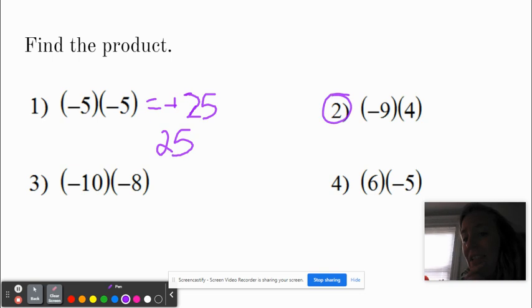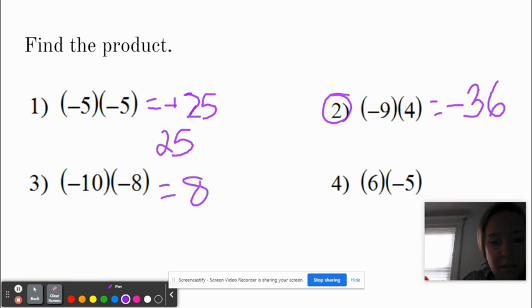Question 2. We have opposite signs. We have a negative and one positive. They don't jive well together, so we're going to have a negative 36. Question 3. A negative and a negative, when multiplied, is positive, and 10 times 8 is 80. Question 4, a positive and a negative. That leaves us with negative. 6 times 5 is 30.